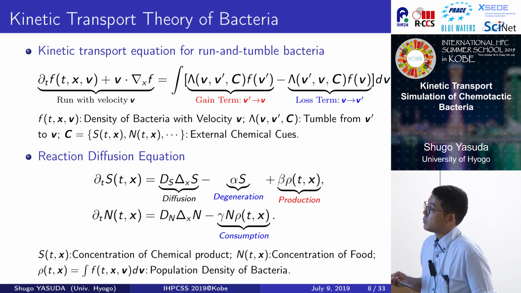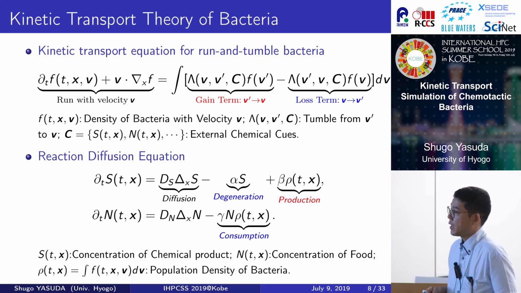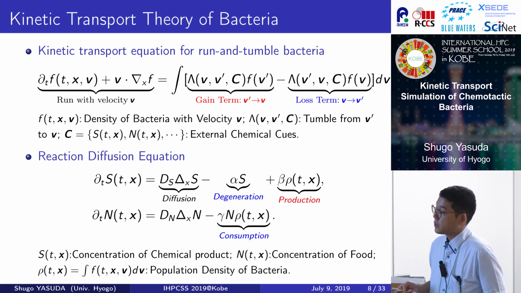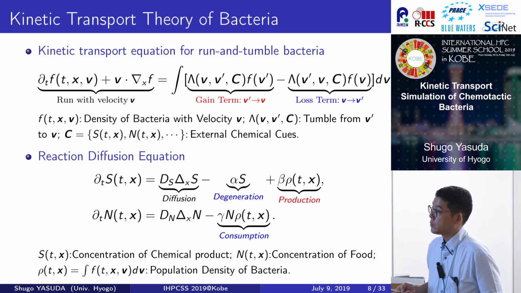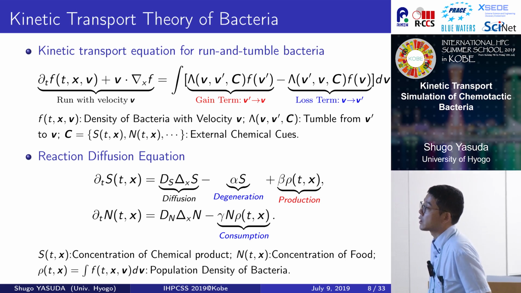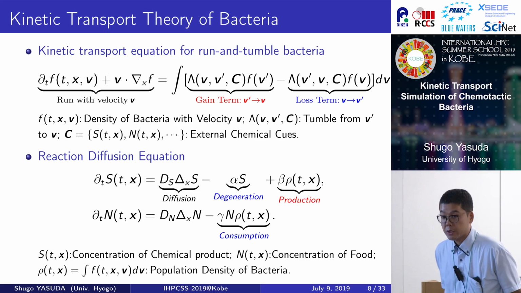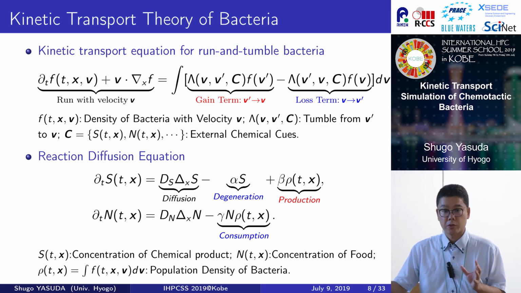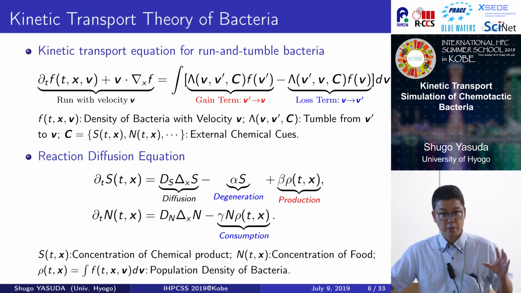And how do we obtain this chemical concentration? We solve another equation simultaneously. The chemical concentration field is described by a reaction diffusion equation. Here we consider S as the chemical cues created by bacteria themselves. Bacteria create chemical cues to communicate with other bacteria around themselves.